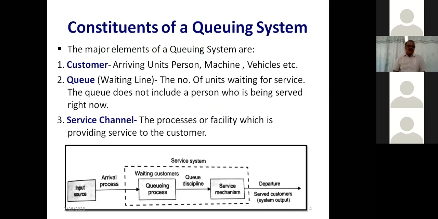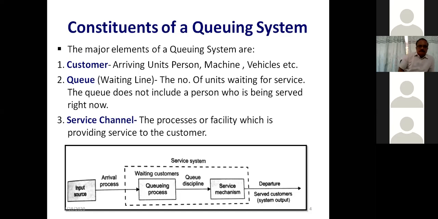Now, as discussed earlier, the major elements of a queuing system include the customer, queue, and service channel. As explained, a customer is nothing but any arriving unit in the system. A machine may be an arriving unit, it is a customer. Any vehicle, anything which arrives in the system is a customer. And service channels are the facilitators, the servers, all those are included as a service channel.